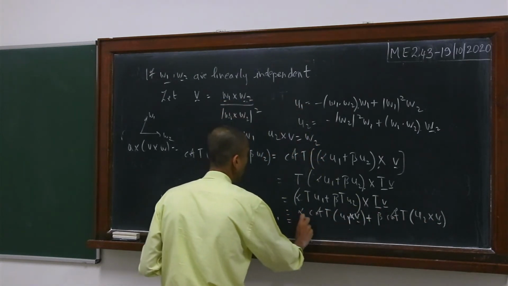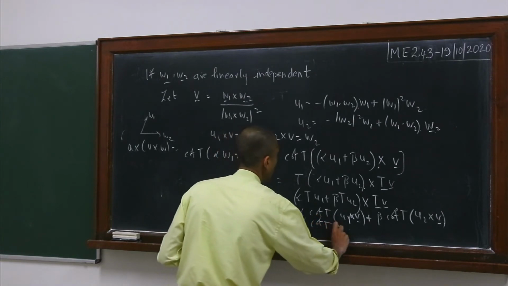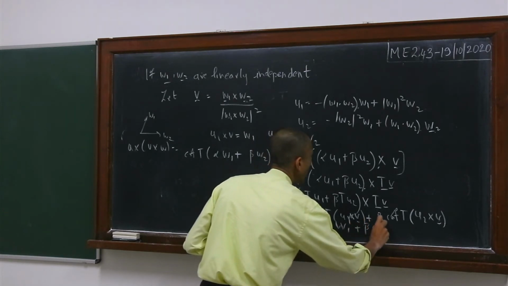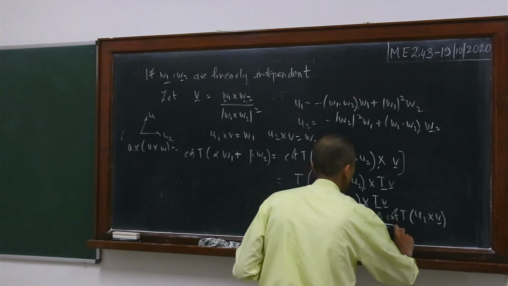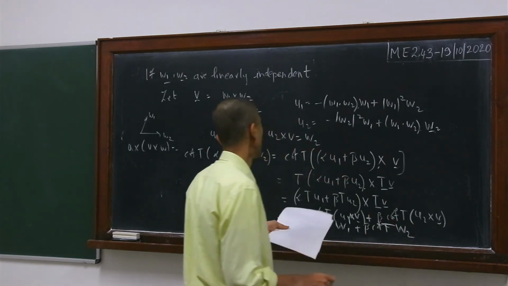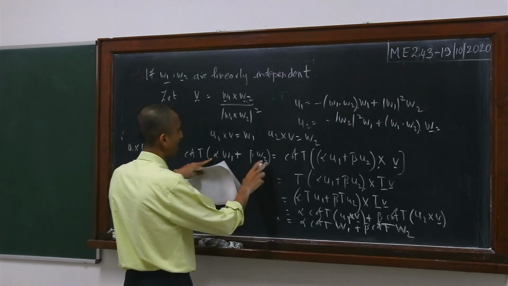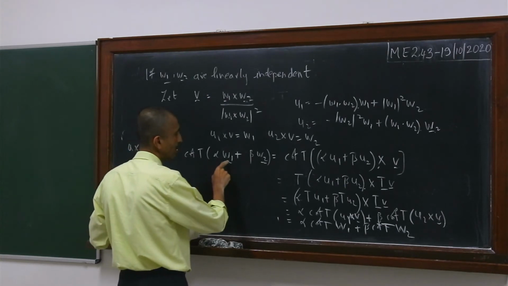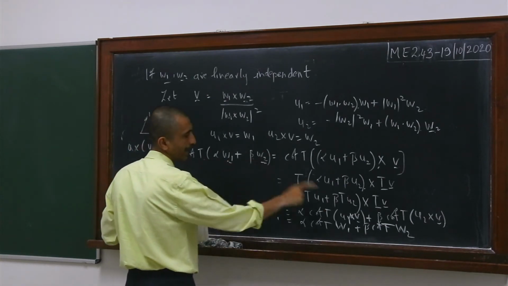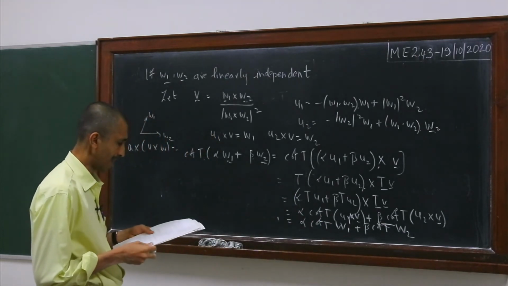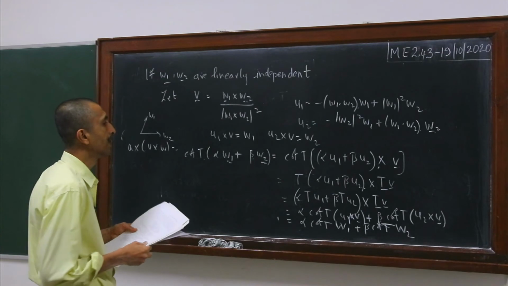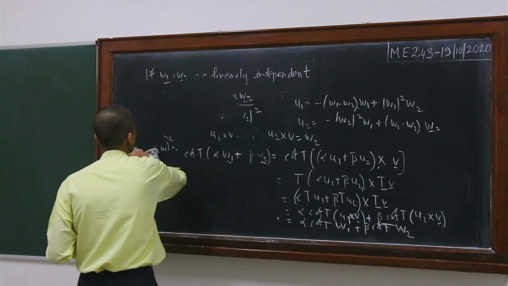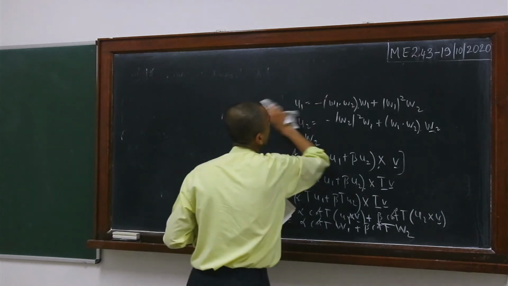So this is equal to alpha times cofactor of T times W1 plus beta times cofactor of T times W2. Okay, that shows the linearity, that cofactor T acting on alpha W1 plus beta W2 is alpha times cofactor T acting on W1 plus beta times cofactor T acting on W2. So what we have shown is that cofactor T is a second order tensor because it maps a vector to a vector and it is a linear transformation. That is what we have now shown finally with this.